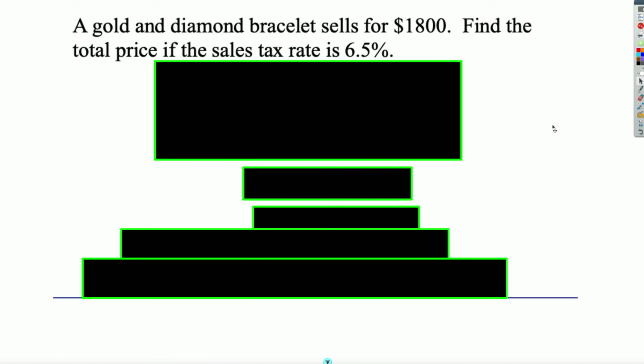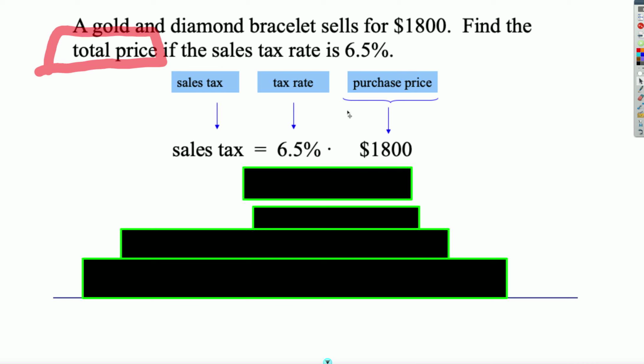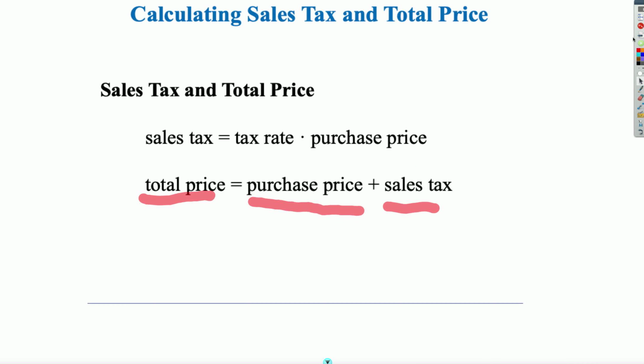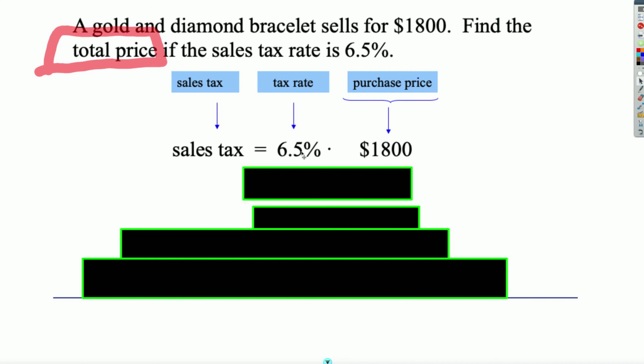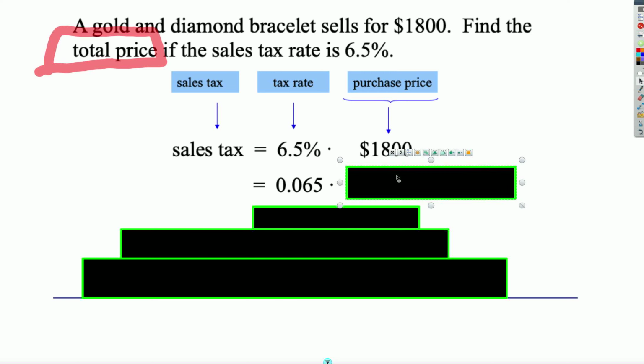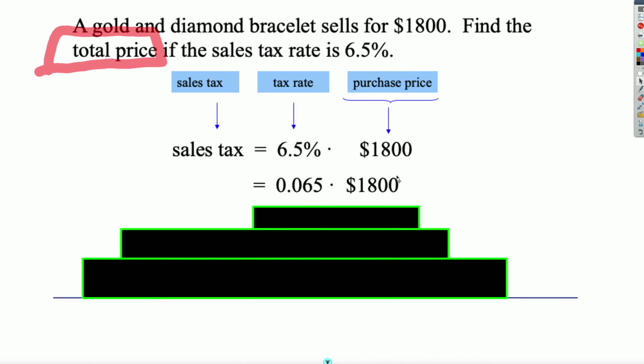So here I have a gold and diamond bracelet that sells for $1,800. Find the total price if the sales tax rate is 6.5%. The first thing I need to do is figure out the sales tax. Sales tax is the tax rate times your purchase price. So what's the tax on that? I'm going to take 6.5% times 1,800, and do not forget to make that 6.5% a decimal, or you're going to get way too much tax. So my sales tax, 6.5% times 1,800, gives me a sales tax of $117.